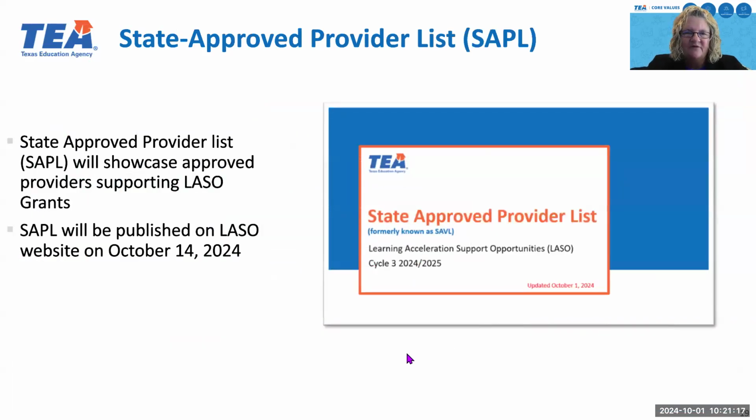This is something that is forthcoming and it will be published on our October 14th launch date. This is the SAPL list, the State Approved Provider List. There are several grants that do require you to pick a provider. So these are everything in one doc. You will have it by provider and which grants they apply for, and then also a detailed page of information on the providers themselves. It will be linked in our LASO 3 webpage, and there is also a SAPL website that's linked on our LASO 3 website too.